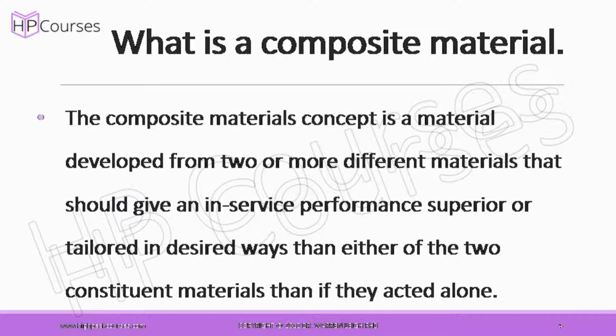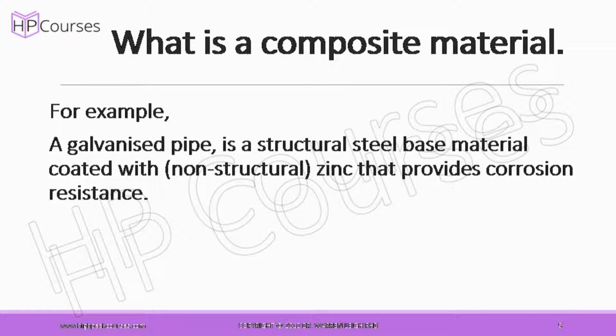What is a composite? For example, a galvanized steel pipe. The steel is a structural component and the zinc coating is a corrosion protection layer. These two different materials with different properties combine to form a functional composite material component.